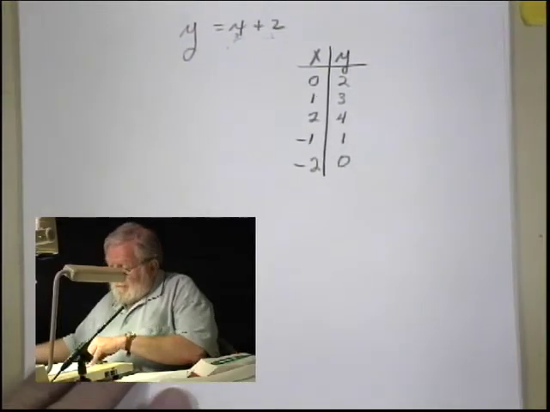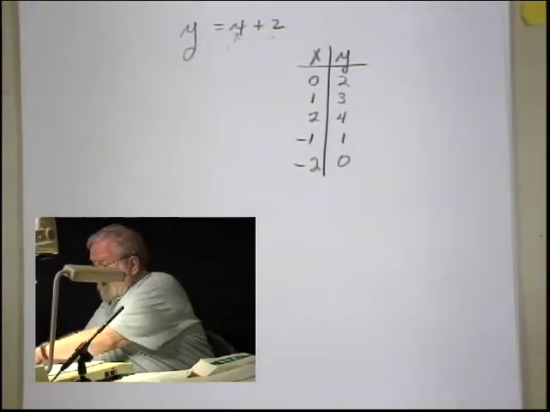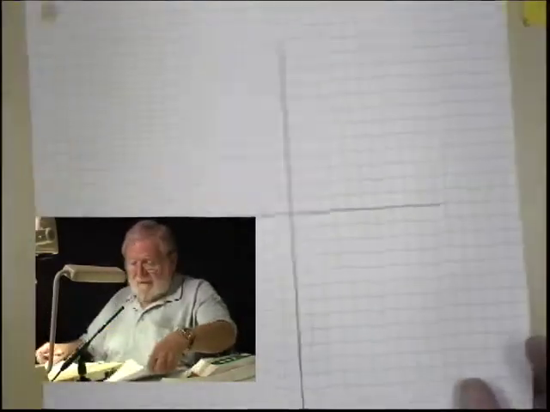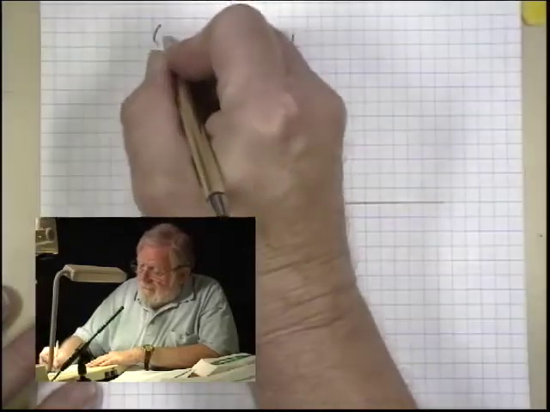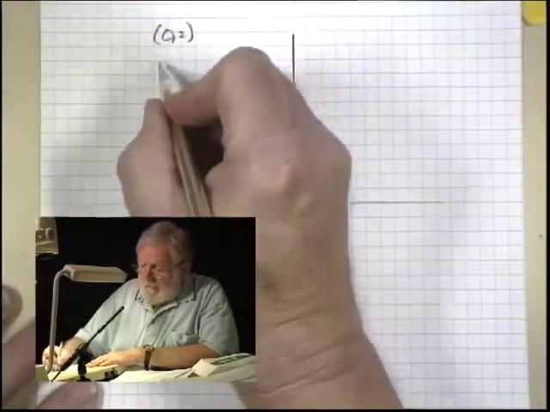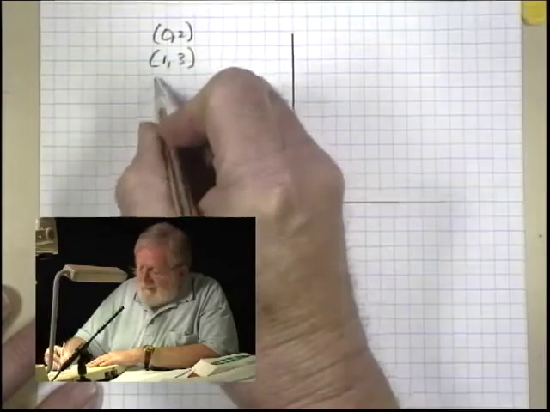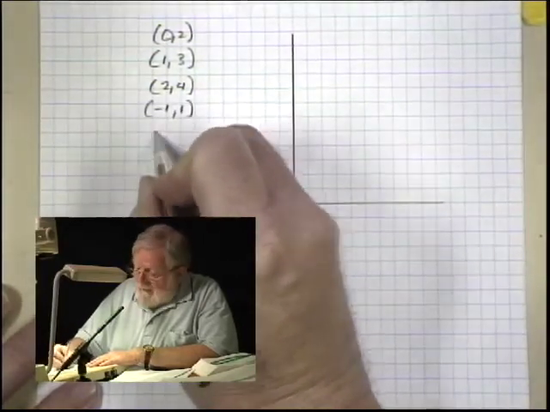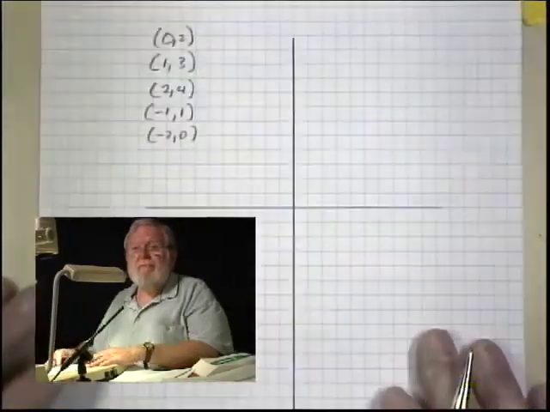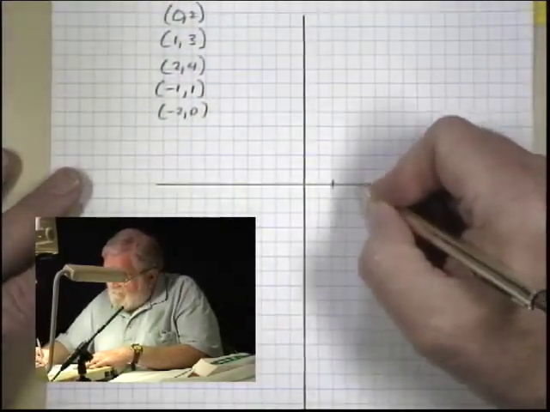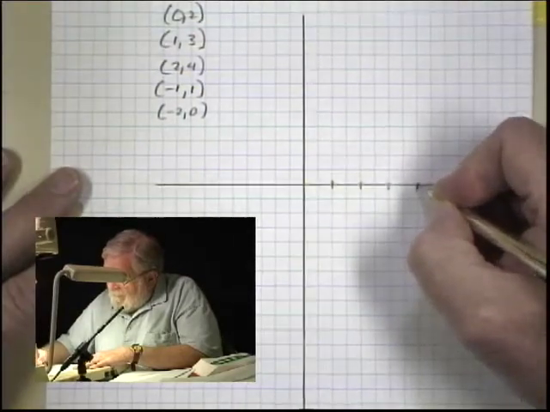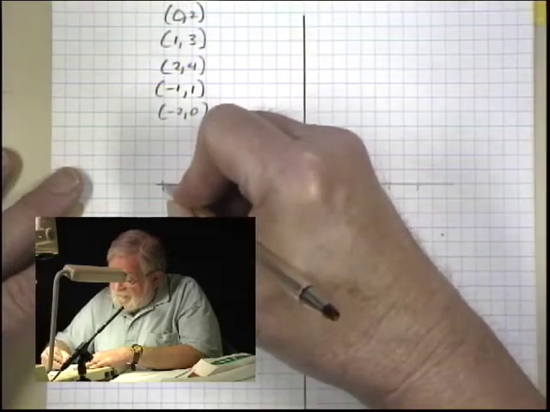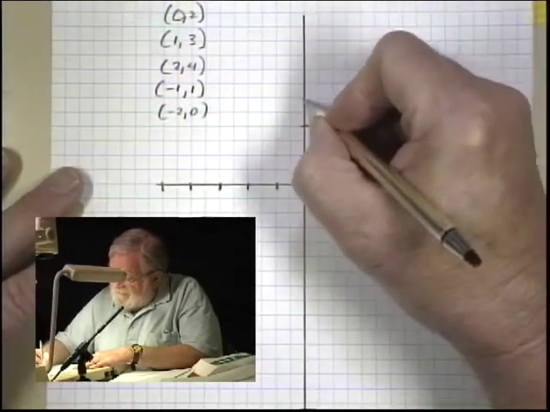Then what we did was we plotted these on a piece of graph paper. We plotted the ordered pairs on a piece of graph paper. So our ordered pairs were 0 and 2, 1 and 3, 2 and 4, minus 1 and 1, and minus 2 and 0. And we plotted these by marking off our x and y axes like this.